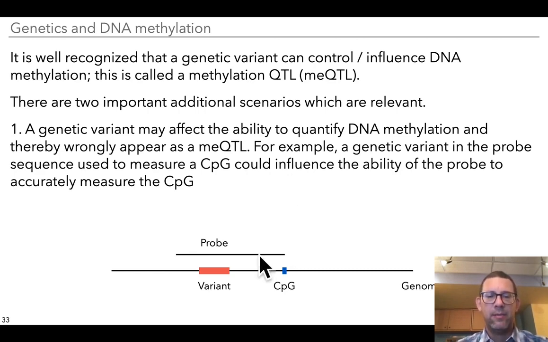In this example below, we have a variant, we have a CpG we're interested in measuring, we have a genetic variant amongst people, and we have a probe that is designed against the reference genome. So for individuals with this variant present, the probe will not match the reference genome, and this will impede the ability of the probe to measure DNA methylation correctly. This will appear as a methylation QTL, but it's not really. It's basically a problem with quantification.